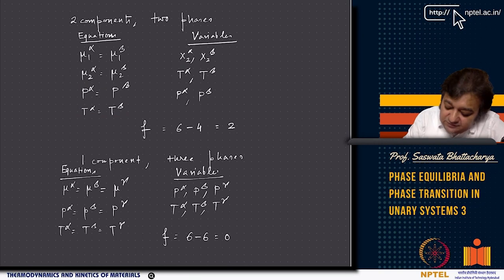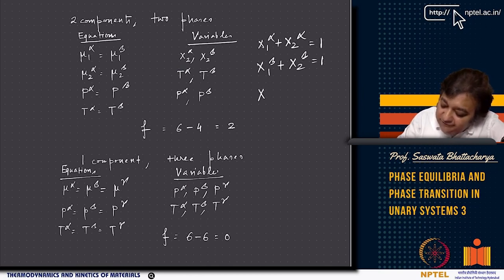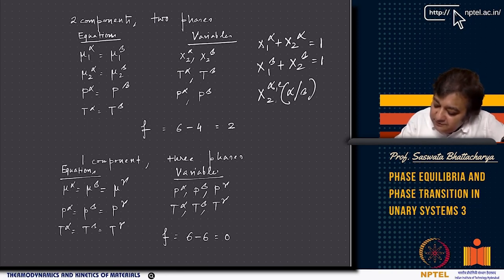Now, if I solve these two equations, what I basically get are the compositions of the alpha phase and beta phase. The compositions can be expressed in terms of the mole fraction of component 2. And if so, the mole fraction of component 1 in each phase can be obtained from the mole fraction of component 2, because x1 alpha plus x2 alpha equal to 1. Similarly, x1 beta plus x2 beta equal to 1. But we do not know x2 alpha, which is in equilibrium with the beta phase. Similarly, we do not know what will be the composition of B in the beta phase.